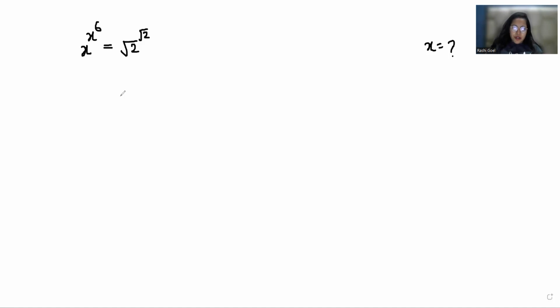My name is Rashi Goel and in this video we are going to solve x power 6 is equal to root 2 power root 2. So let's find out the solution of this interesting problem. So in the first step, I am going to take power 6 on both sides.